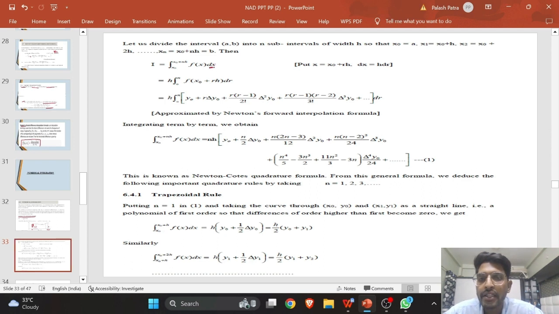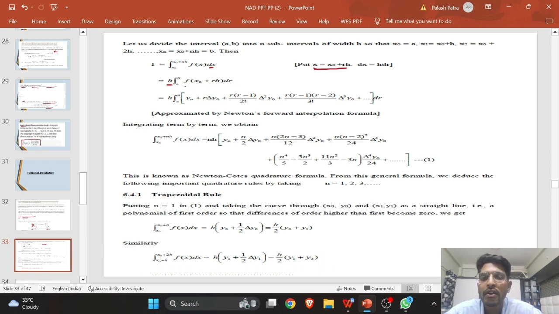So we simply replace this dx by h dr. The h, being constant, comes out of the integral, and the integral from 0 to n of f(x0 + rh) dr remains. The limits have been changed to 0 to n as we put the values in x and in the function x0 + rh. When we put the value x0, we get 0, and when we put the value x0 + nh, we get n. So the integral has been changed to h times the integral from 0 to n of f(x0 + rh) dr.